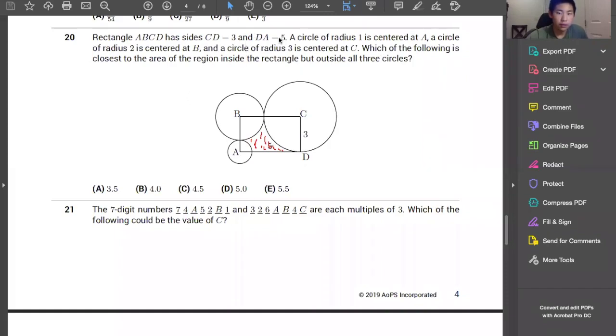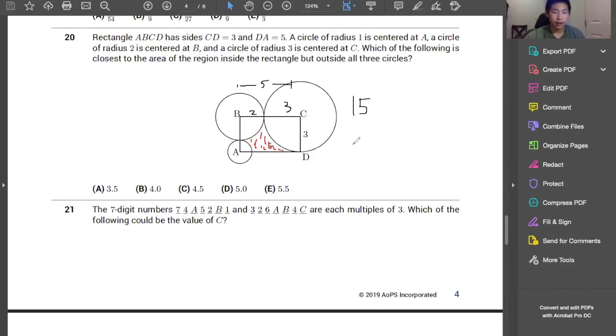So first we can calculate the area of the rectangle. The area of the rectangle, well, this length is going to be the sum of the radii of circle B and circle C. It's going to be 3 and 2 for a total of 5. So we know that we have a length of 5. And we're actually given the width right here, C to D. So we have a width of 3. So length times width, our area for the rectangle is 15.